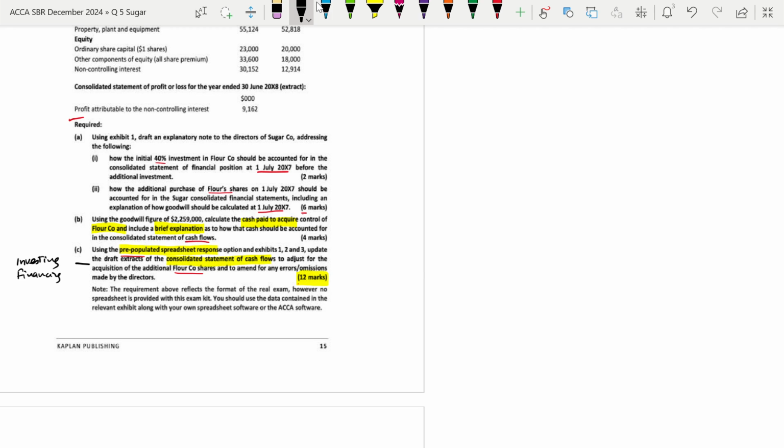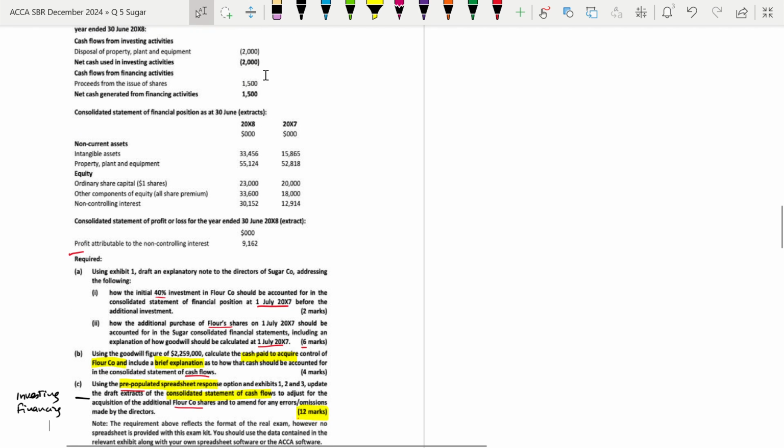Because here, investing they have given: land value has been given, property, plant is given. We will see what things have been shown here. They have said consolidated statement. They have given you 2 years, so a 2-year difference is there. Intangible assets, property, plant, ordinary shares. This comes in investing. This will come in financing. Okay, this comes in investing, this comes in financing.